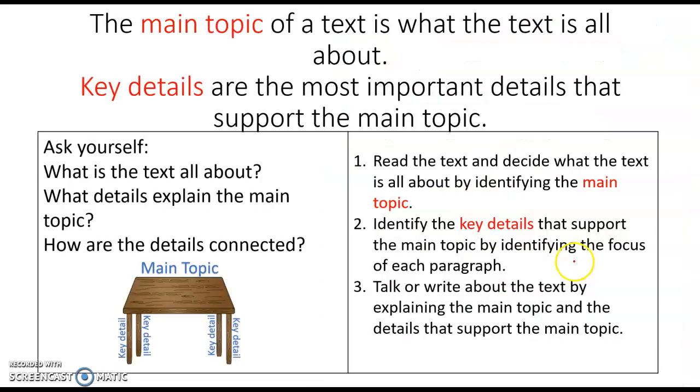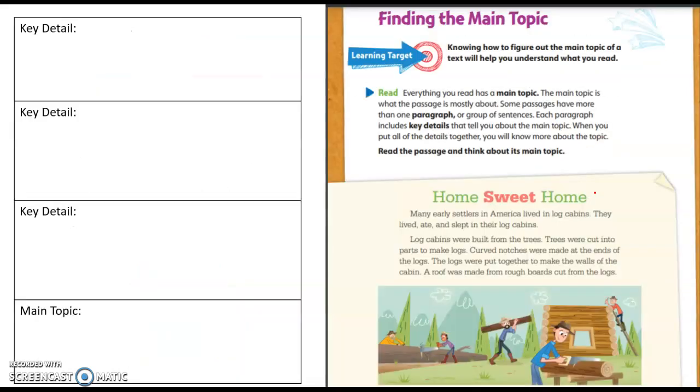So I know the first thing I need to do is read the text and decide what the text is all about by identifying the main topic. So I read Home Sweet Home, and I'm starting to think about what it was all about. And I know that I read about log cabin homes that early settlers lived in. So all of this together told me information about those log cabin homes.